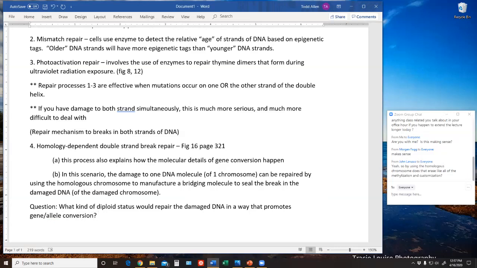Does that question make sense to you? What type of diploid status would repair the damaged DNA in a way that promotes gene or allele conversion? Do I need to ask that a different way?